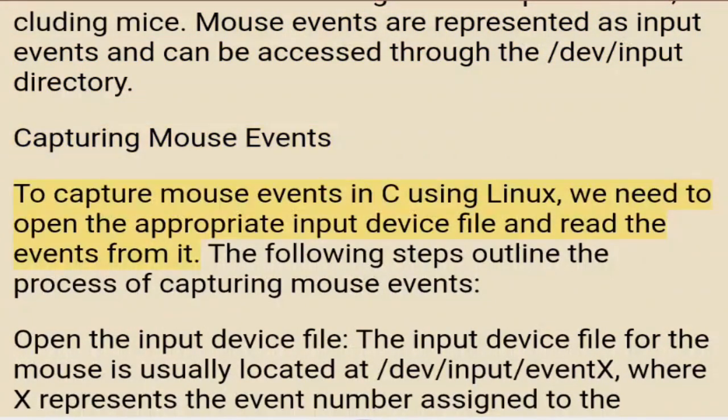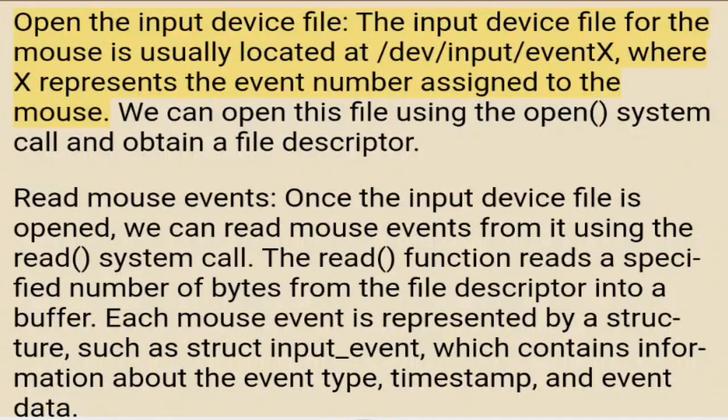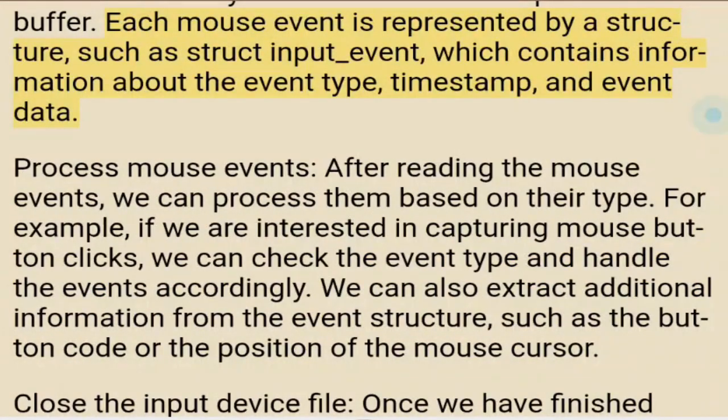Capturing mouse events. To capture mouse events in C using Linux, we need to open the appropriate input device file and read the events from it. The following steps outline the process of capturing mouse events. Open the input device file. The input device file for the mouse is usually located at /dev/input/eventX, where X represents the event number assigned to the mouse. We can open this file using the open system call and obtain a file descriptor. Read mouse events. Once the input device file is opened, we can read mouse events from it using the read system call. The read function reads a specified number of bytes from the file descriptor into a buffer. Each mouse event is represented by a structure, such as struct input_event, which contains information about the event type, timestamp, and event data.